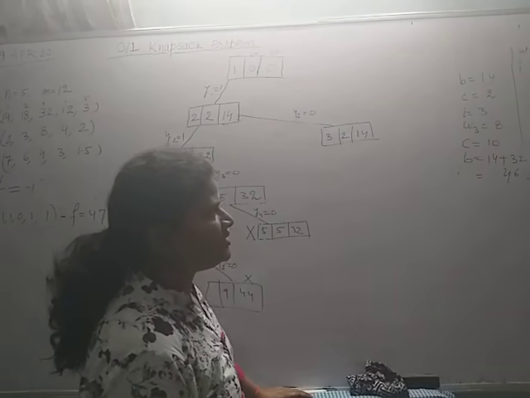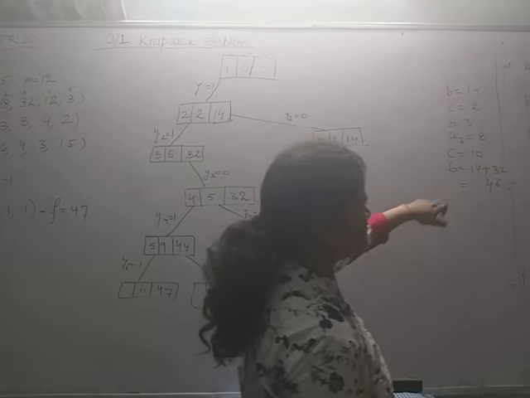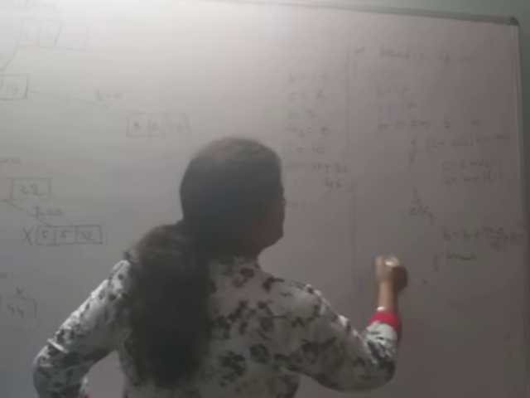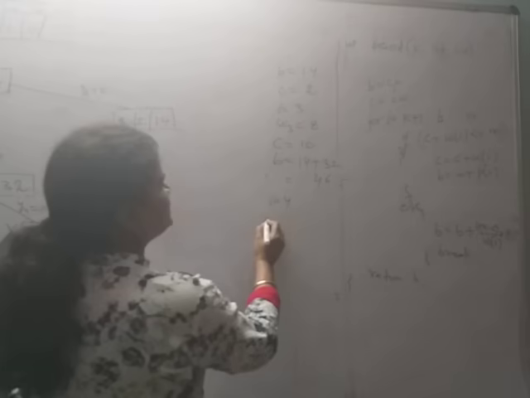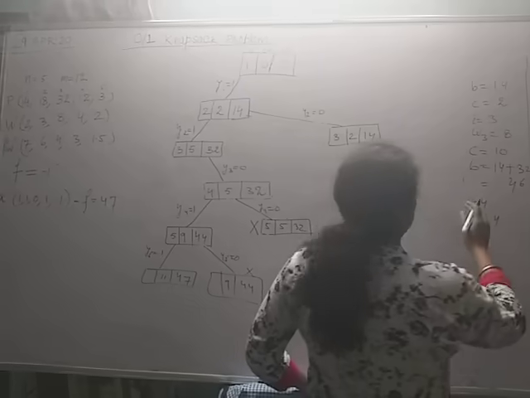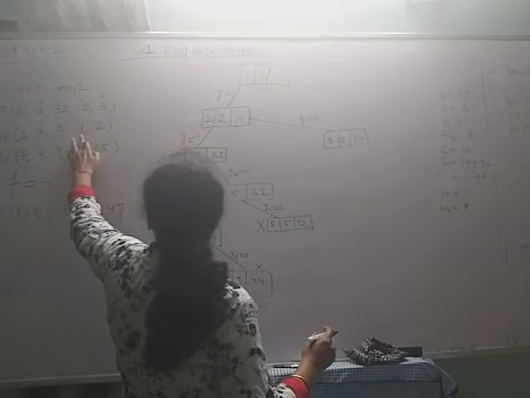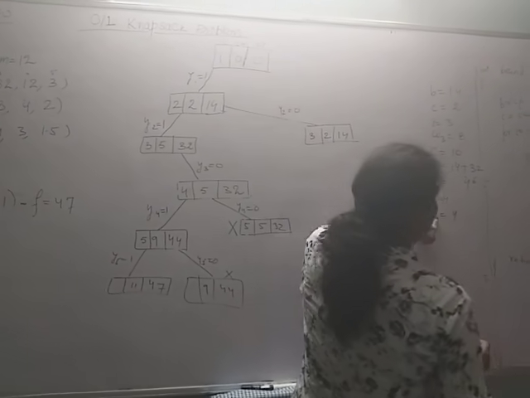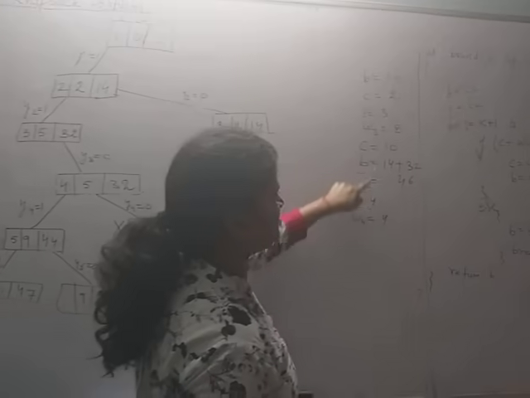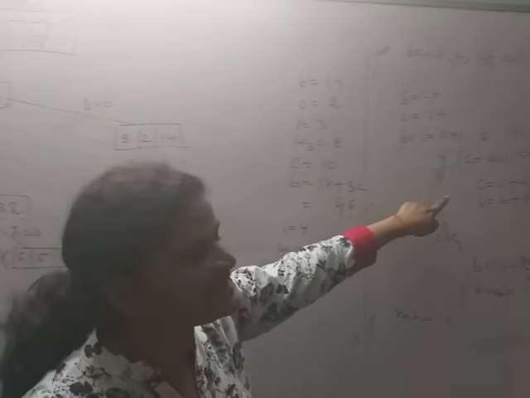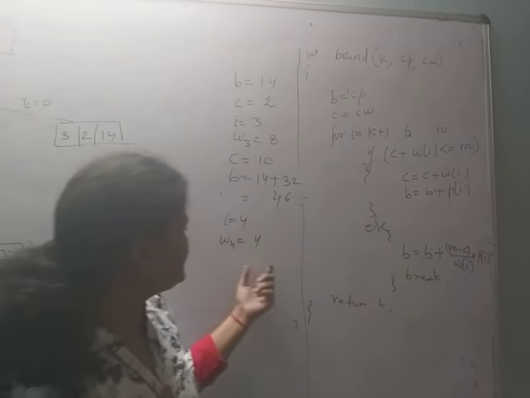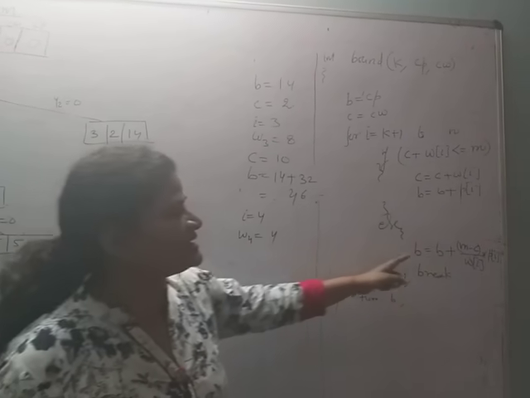Now it will move from k plus 1 to n, so again I take i equal to 4 in this loop. Now W4 is 4 and c is 10. So c plus W4, 10 plus 4, that is 14, is exceeding M. So here the profit is computed by relaxing the condition, by taking the fraction.